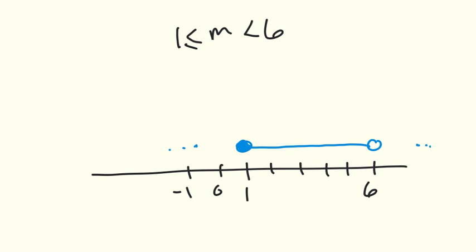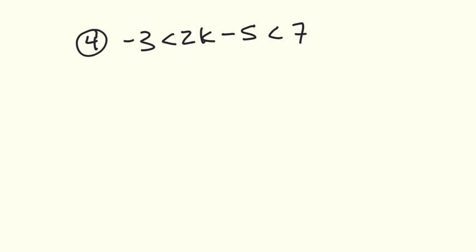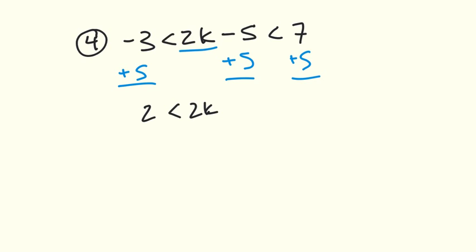Alright, next. So again, we've got another inequality like this where it's an AND statement. So first we're going to isolate the term that has the variable in it by adding 5 to both sides. And of course, when we say both sides, we're solving two inequalities at the same time. So we're going to do them all together. Negative 3 plus 5 works out to positive 2. And we've got the 2k now by itself, and 7 plus 5 is 12.